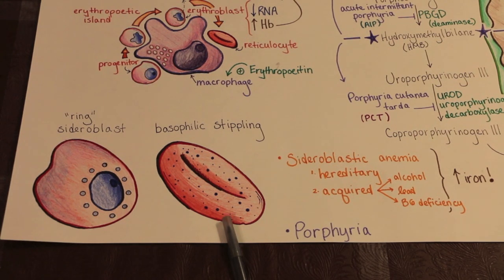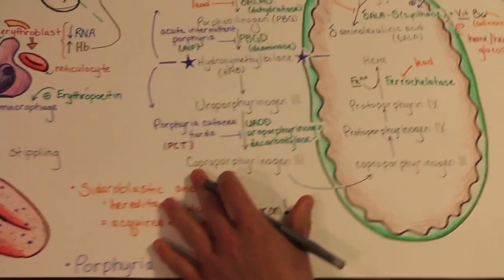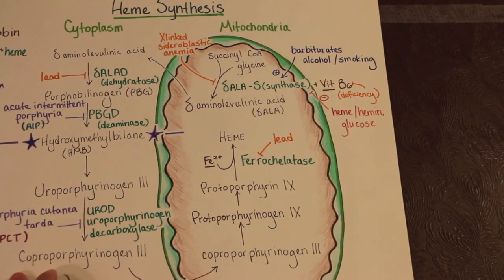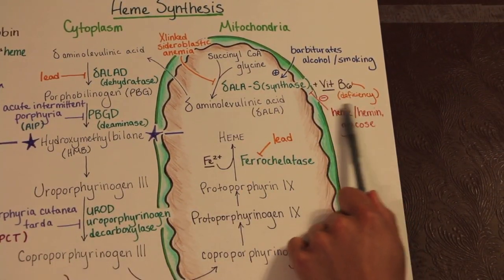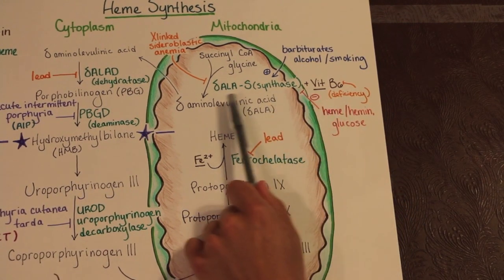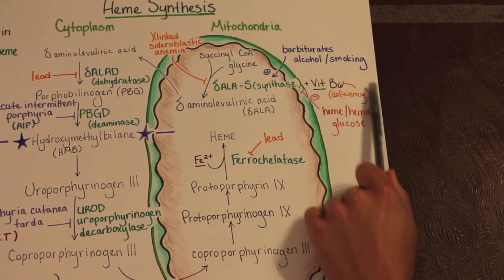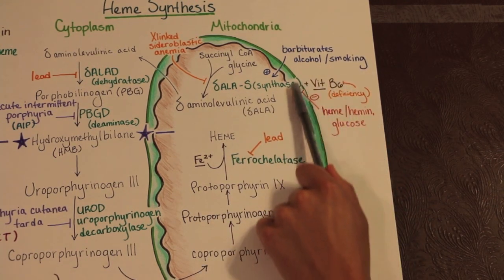Sideroblastic anemias can also be acquired due to a deficiency of vitamin B6, and this is most commonly seen with the use of isoniazid treatment for tuberculosis. B6 deficiency leads to a loss of the rate-limiting enzyme, which is aminolevulinic acid synthase, since B6 is a necessary cofactor of aminolevulinic acid synthesis.